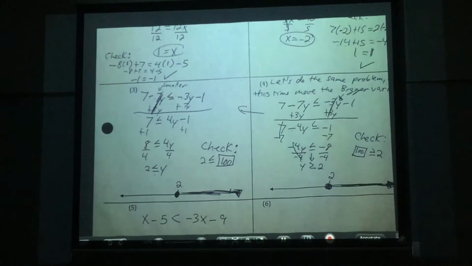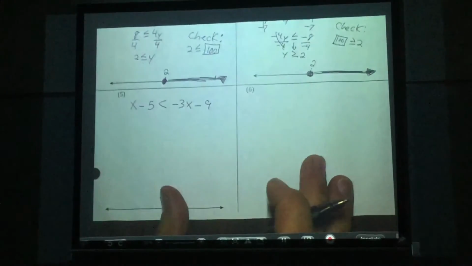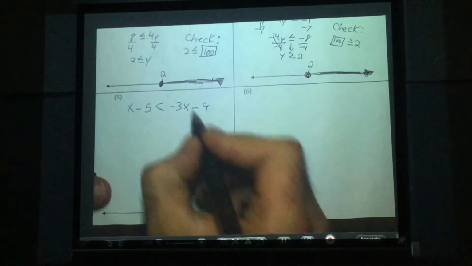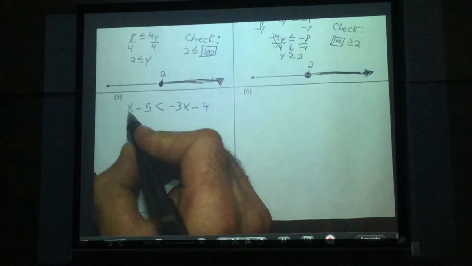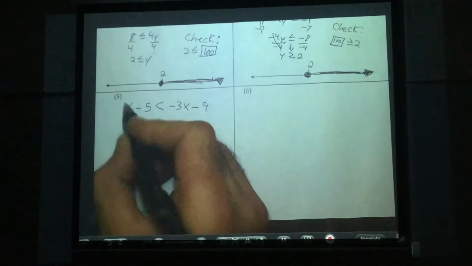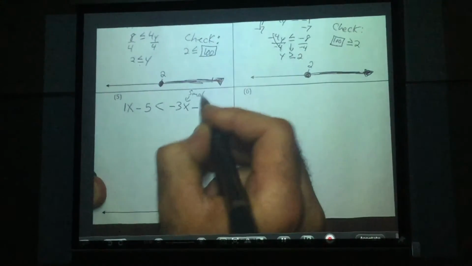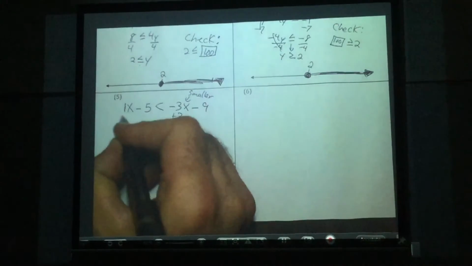Alright guys, so let's go ahead and do this problem together. Again, I hope you got it correct, but let's just go through it so that you can see. If you did get it wrong, you can see what you did wrong. Alright, the smaller variable in this one is the -3, because the number in front of x is 1, and -3 is smaller than 1. So that's the smaller one. That's the one I'm going to move. So how am I going to move it? Well, I'm going to add 3x to both sides.